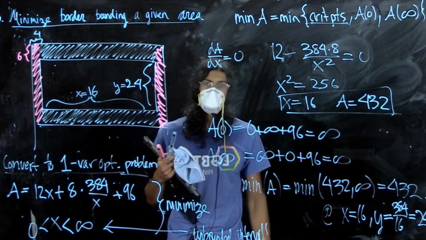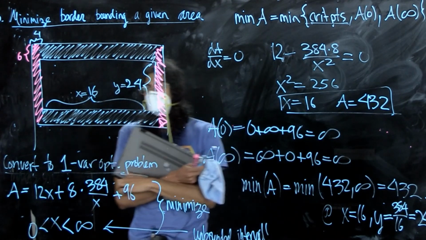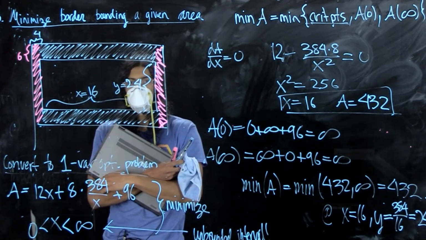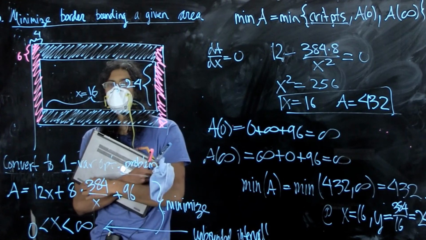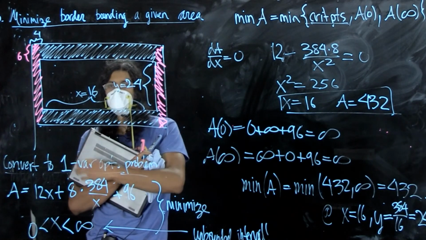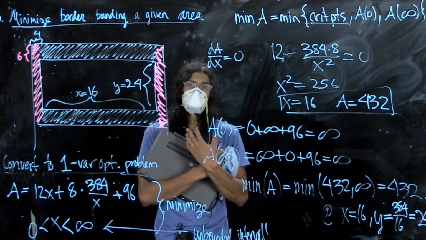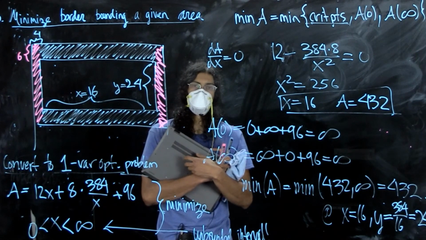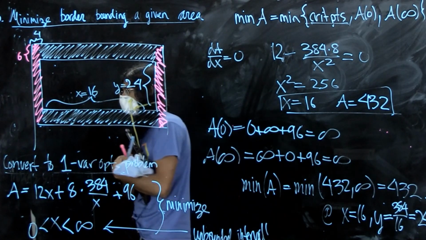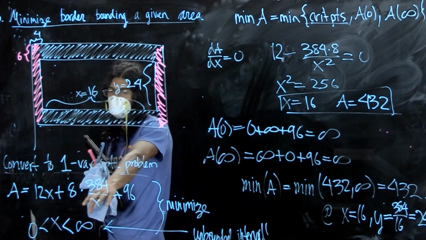To summarize this problem, this solution makes sense. It passes the smell test because this rectangle, which is the most efficient, looks a little bit like a square. So it matches our intuition that this example is like minimizing the amount of perimeter needed to bound a rectangle of a given area. And we used some techniques from unbounded optimization.